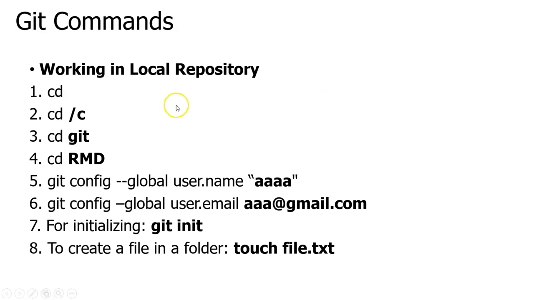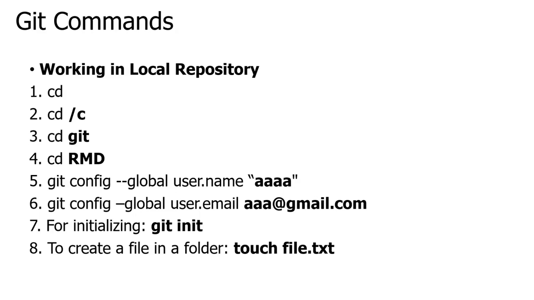Initially, I'll go into the directory where I want to save my file and create my file. Next, the second command is also redirecting to the particular folder, and I reach my particular folder. Next, I am setting the username for my Git commands and the user email ID. Then I am initializing the Git repository.